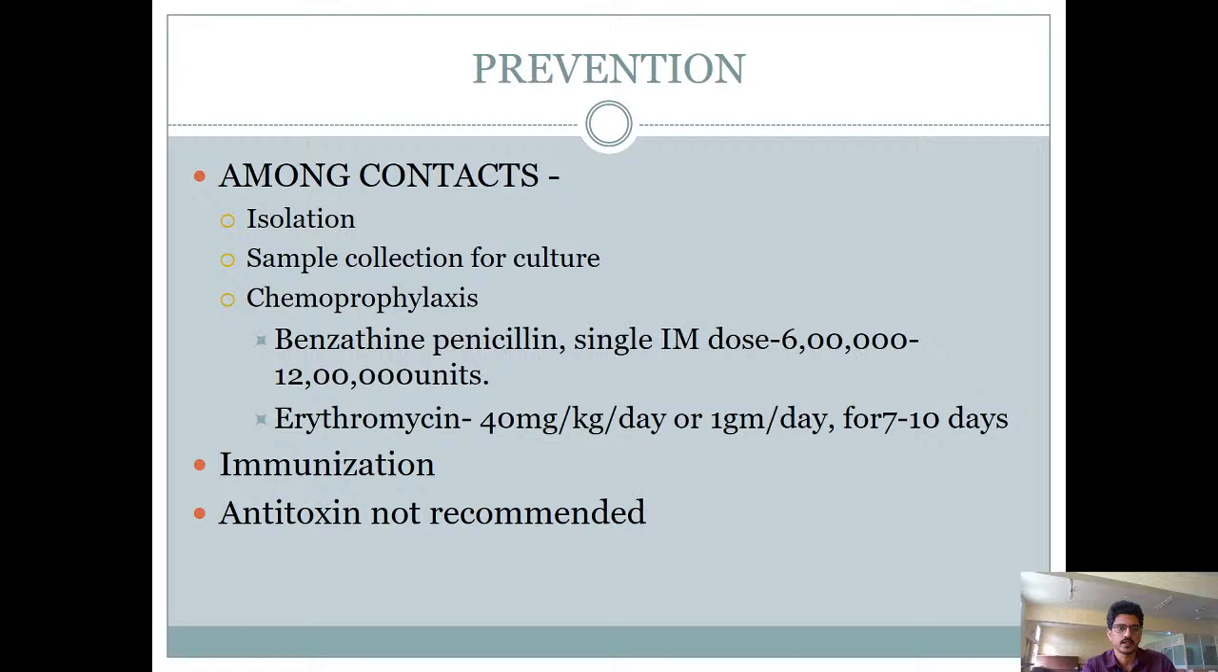So prevention among contacts. How to prevent this? Isolation, and sample collection for culture, and in case the culture is positive, chemoprophylaxis can be given: benzathine penicillin single IM dose, 6 to 12 lakh units, and erythromycin 40 mg per kg or 1 gram per day for 7 to 10 days. Immunization and antitoxin are not recommended in case of contacts, because these are not clinical cases. These contacts have the bacteria, but they don't have any symptoms. They are just contacts only.